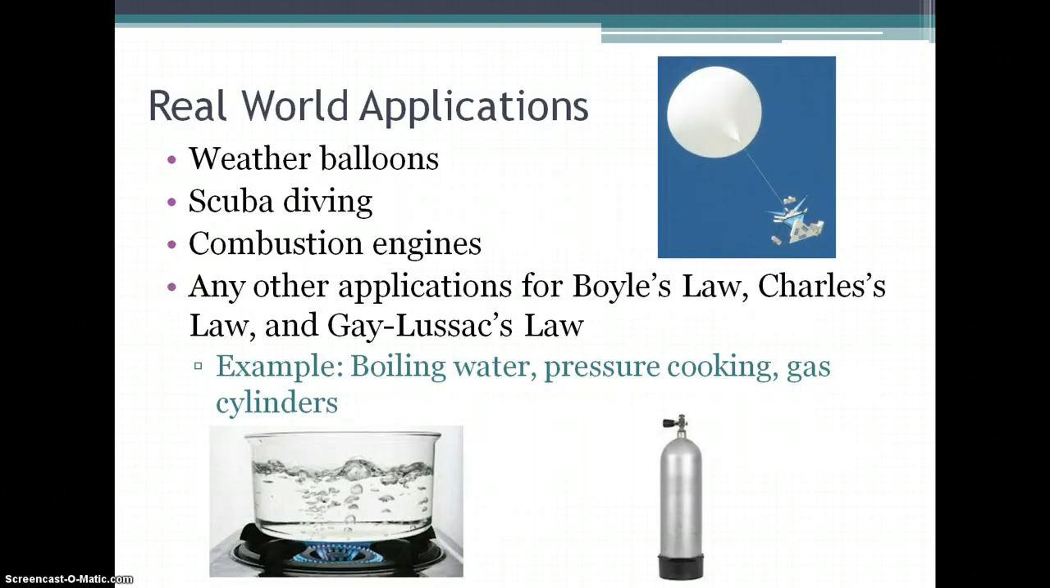Some real-world applications for the combined gas law include using weather balloons, scuba diving, using combustion engines, as well as any other applications for Boyle's law, Charles' law, and Gay-Lussac's law, such as boiling water, pressure cooking, and using gas cylinders. Scientists use the combined gas law for weather balloons because it is necessary to determine the volume of air that should be put into the balloon, since when the balloon is released up into the atmosphere, the pressure decreases and the temperature may fluctuate, either decreasing or increasing, forcing the volume of the balloon to usually expand.